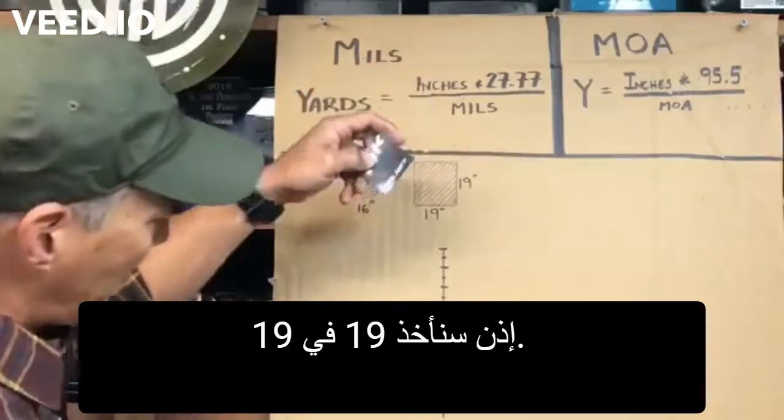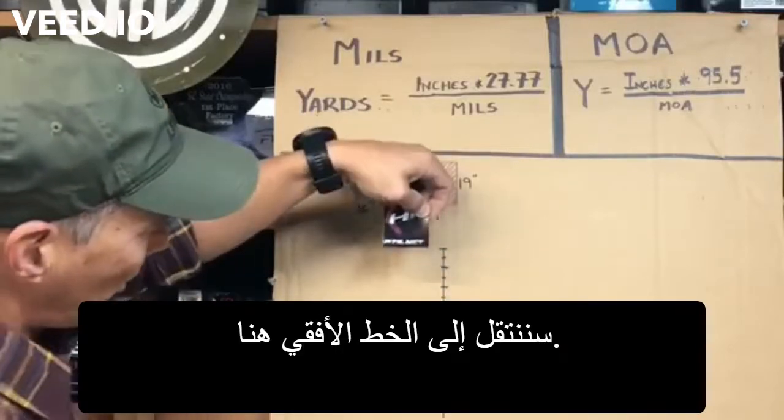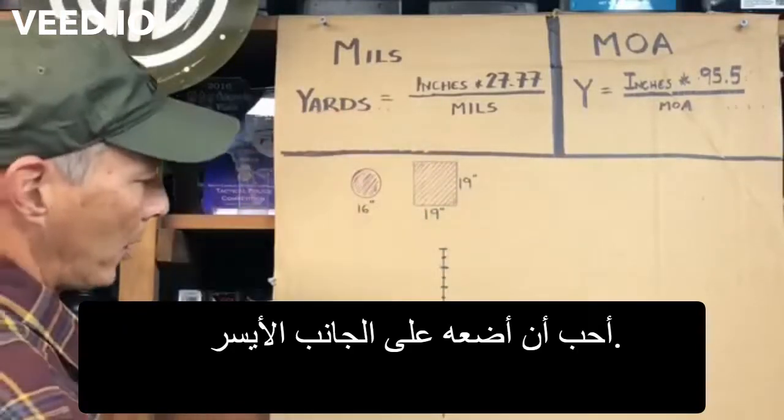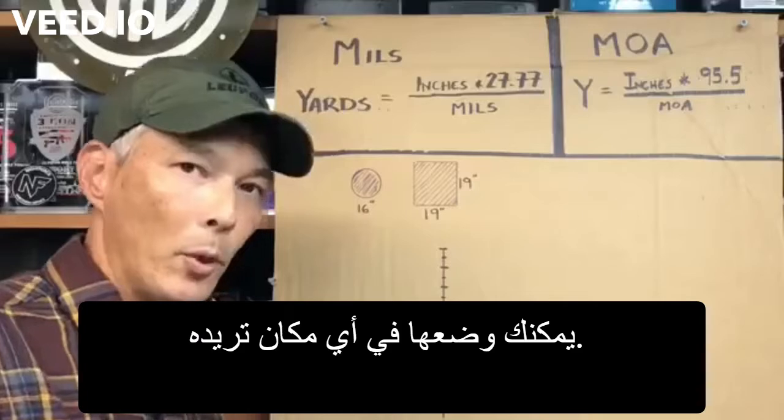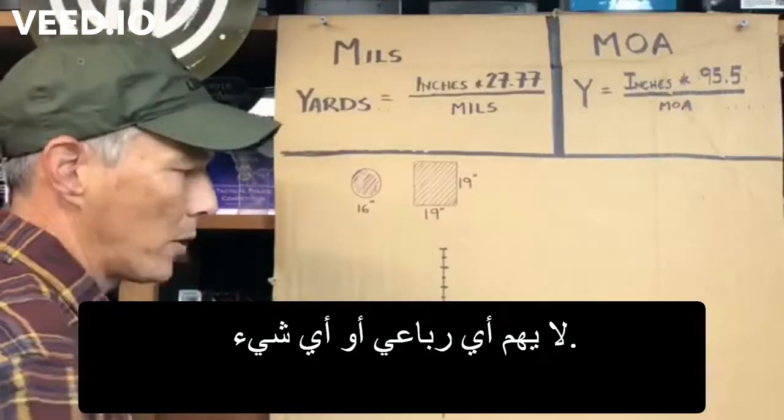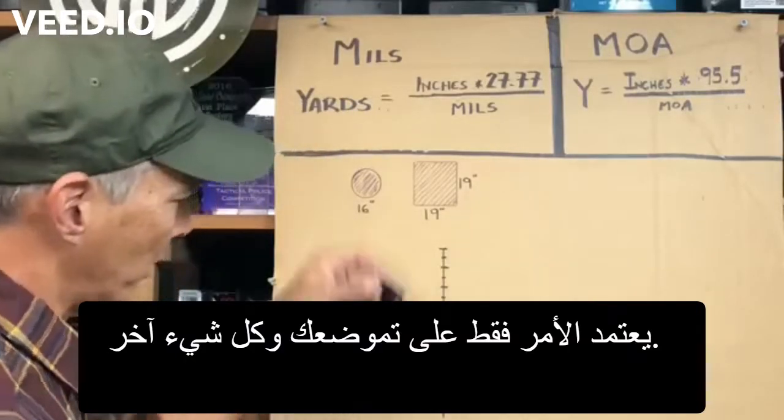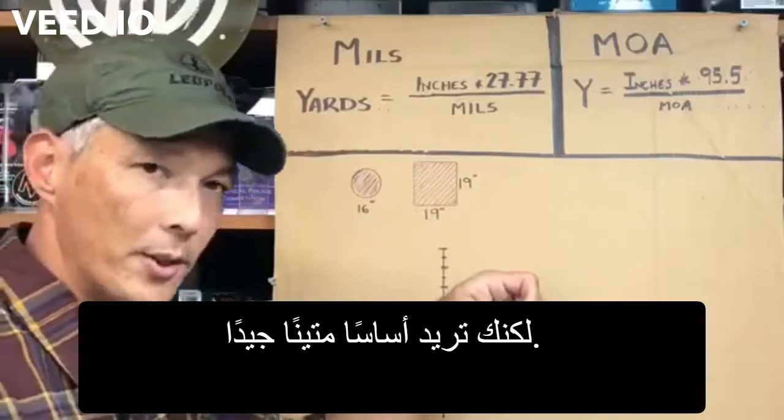So we're going to take our 19 by 19. We're going to go on the horizontal line here. I like to put it on the left side. You put it wherever you like. It doesn't matter which quadrant or anything. It just depends on your positioning and everything else, but you want a good solid foundation.